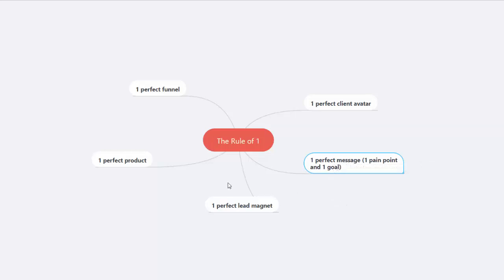All right. And so it's important that all 5 of these are done with the avatar in mind, around your messaging that alleviates their number one pain and helps them reach their number one goal, with a lead magnet that solves that number one problem and provides tremendous value, builds up trust with you because they're now seeing you as the expert, and you have a product that is going to help them the most, right? And then all of that can feed into one perfect funnel that totally depends on the rest of these factors.